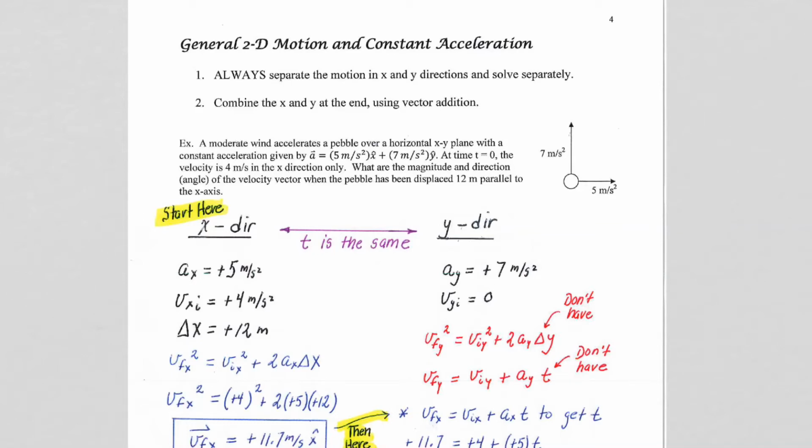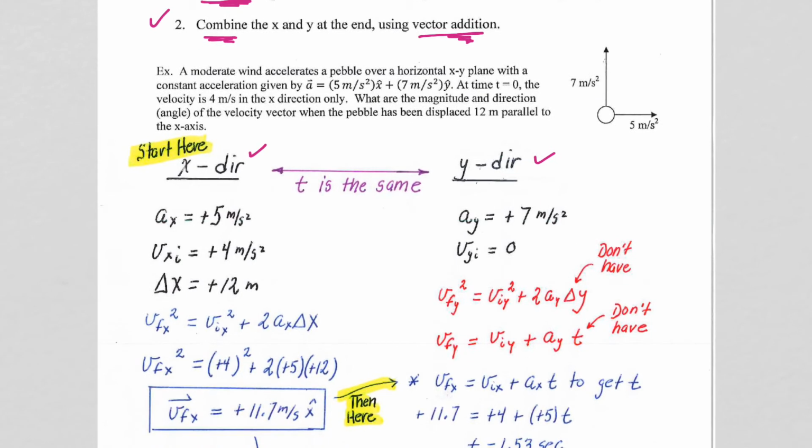Now we're going to look at a general, very typical two-dimensional motion problem that involves constant acceleration. The key to your problem-solving analysis is definitely points 1 and 2 that are made here. You always want to separate your analysis into x direction and y direction. Do your calculations separately, and then combine your x and y answers at the end using vector addition. So let's see how this plays out in this particular problem.